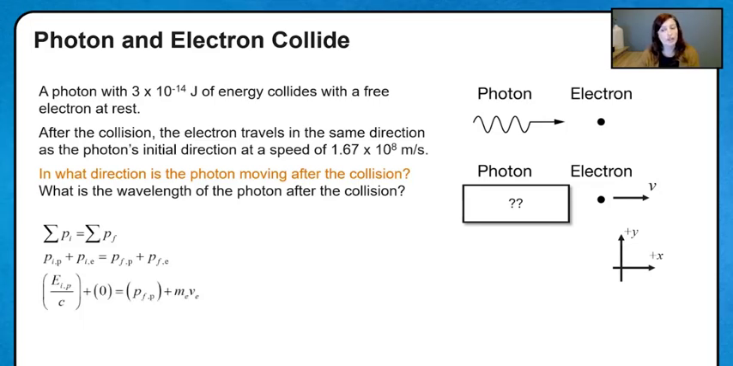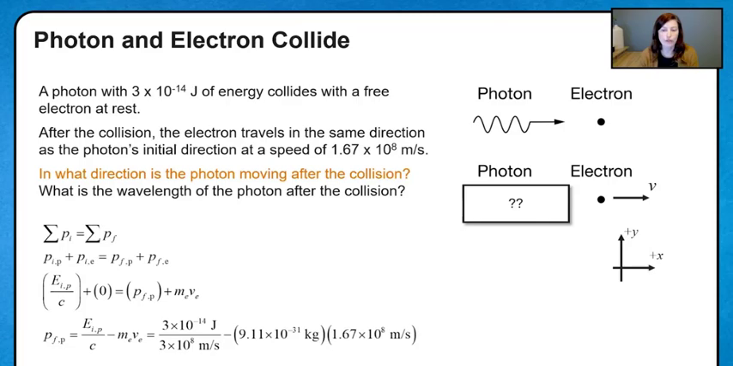So we can substitute in that expression that we just derived on the previous slide for the momentum of the photon before the collision. And then the momentum of the electron before the collision is 0 because it's not moving. Now we want to know the momentum of the photon after the collision, and the momentum of the electron after the collision is equal to the product of the electron's mass and its velocity, just like you learned in Physics 1. So we can solve this equation for the final momentum of the photon, and then we can substitute in the known values for the energy of the photon and the speed of light, as well as the mass and the speed of the electron. Remember, the mass of an electron is on your table of information.